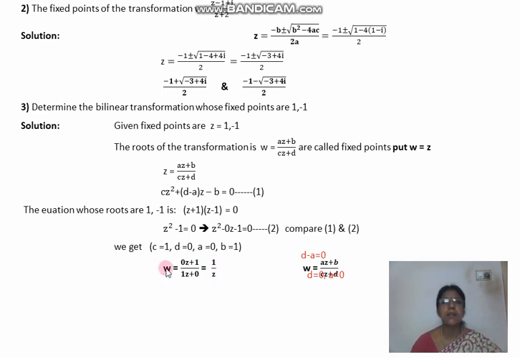What is the transformation? W is equal to 1 by Z. We know that W is equal to (AZ plus B) by (CZ plus D). This is the required transformation. Substitute these values, you get the transformation.